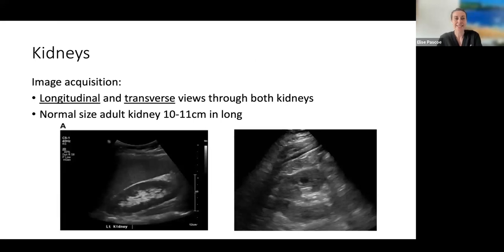So when we're looking at the kidneys, the images that we're looking for, we're going to try and get a longitudinal and a transverse view through each of the kidneys. Normal adult kidney is about 10 to 11 centimeters long.